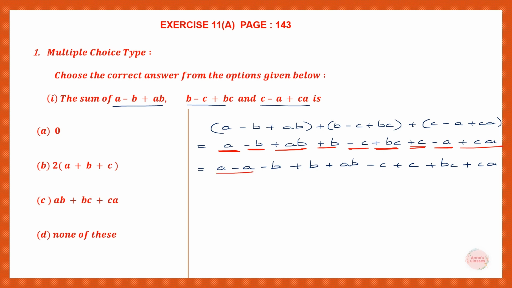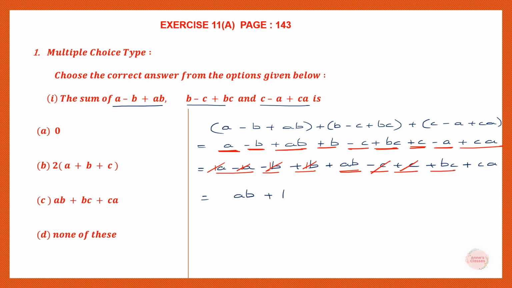A minus a, that is 1 minus 1 is 0. So this gets cancelled. Here also minus b plus b. So here it is again 1 and 1. 1 minus 1 is 0, cancelled. Now we have ab by itself, nothing else. So let's write that in our answer, ab. Now let's go to the next one, minus c plus c again. This is 1 minus 1, which is 0. So this gets cancelled.